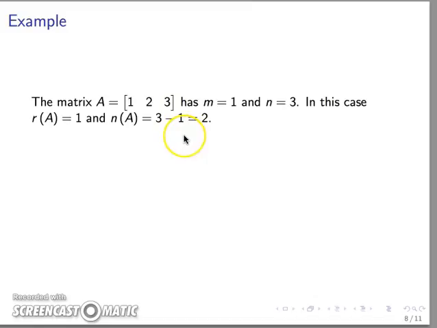If we consider this matrix that has 1 row and 3 columns, it's quite straightforward to calculate the RREF of this matrix, because the RREF is basically something that requires 1 step, or you can argue it requires 0 steps. So the number of pivot columns, the number of leading ones in this case, is 1, which means the rank of this matrix is 1, and the nullity is given by the number of columns minus the rank. So in this case the nullity is 2.